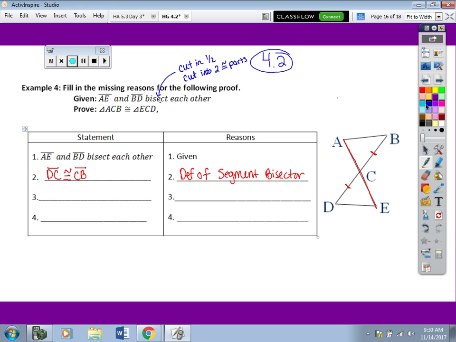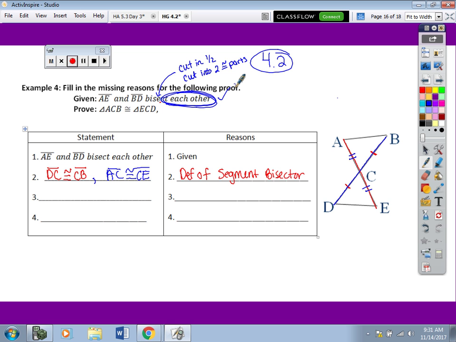All right, now we have to remember they're bisecting each other, which means that also BD is bisecting AE, which means AC is congruent to CE. We actually can write this on the same line of the proof because it's the same reason. If you prefer, you can write it on the other line and then repeat the reason. Okay, so now I've taken care of all of my givens.